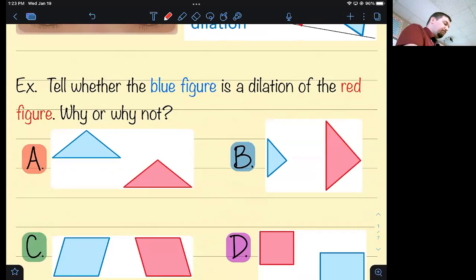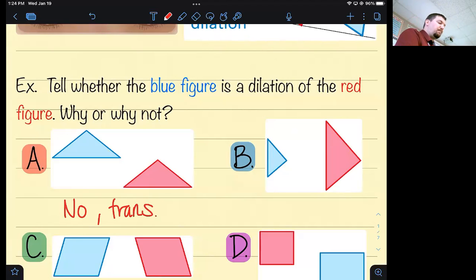Example A. Is the blue triangle a dilated image of the red triangle, Owen? It's exactly the same. You're right. So it's a congruent transformation. So the answer is no here. It's not a dilation. And then what kind of transformation do you think it is then? Would you say it's been translated, reflected, or rotated? Just translated. Yeah, it's just been translated. It's just been moved. Okay, just been moved.